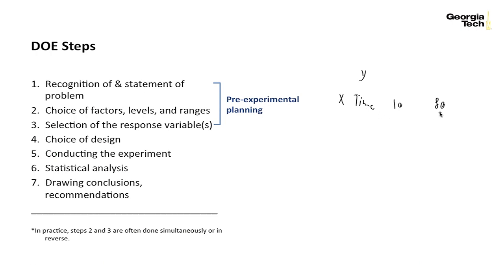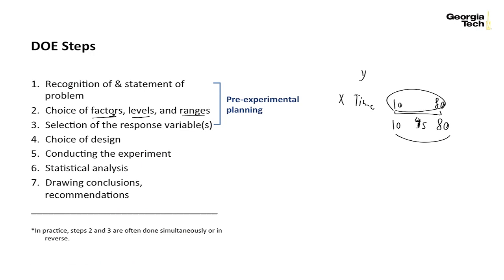And we ask how many levels do we want to define between this range, between the lower bound and upper bound, 10 and 80. Let's say we want to define 3 levels. We want to have 10, 45, and 80. So these are the 3 levels that we have. That's what I mean by levels, and that's what I mean by range. And X is one factor.